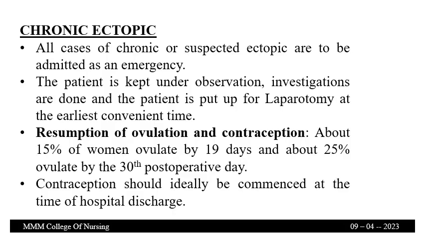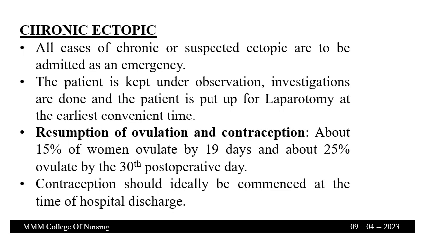The next type is chronic ectopic. So what is the treatment? All cases of chronic or suspected ectopic ought to be admitted as an emergency. The patient is kept under observation because this mass can explode anytime, so we always treat the patient as an emergency. Investigations are done and the patient is put up for laparotomy at the earliest convenient time.